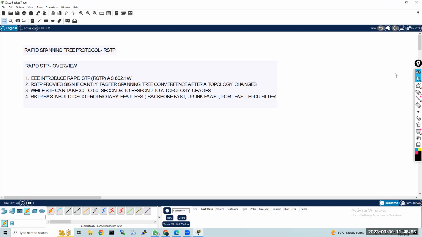This is the basic feature of your spanning tree protocol, guys. So what I'm trying to emphasize here is that it stands for rapid spanning tree protocol. It was introduced by the IEEE with 802.1w. It provides significantly faster spanning tree convergence if any topology changes. While spanning tree protocol takes 30 to 50 seconds to respond to a topology change, it has inbuilt Cisco proprietary features: backbone fast, uplink fast, port fast, and BPDU filter.